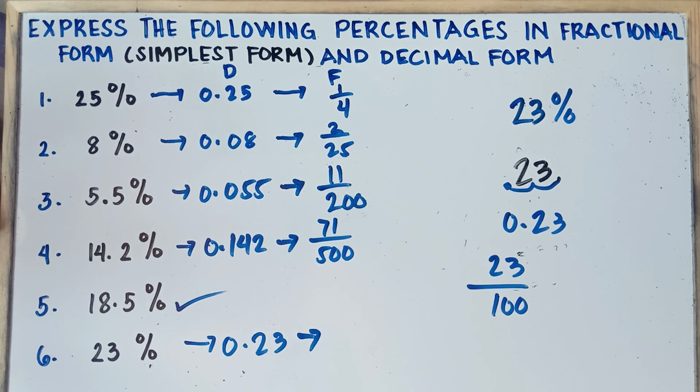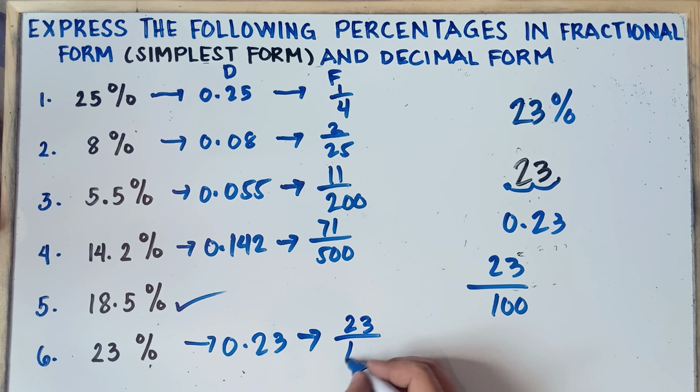So check, class, if we can reduce. Is there a GCF, class, for 23 and 100? Nope, there's none. So that would be our final answer, class. So 23 over 100. That's it, class.